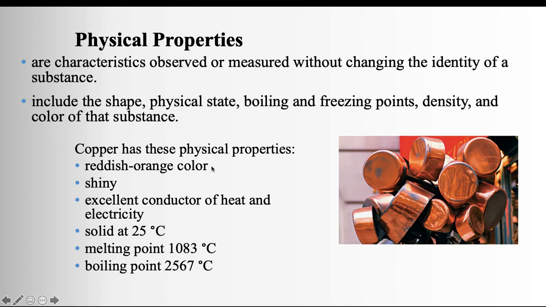Now, a different metal will have slightly different properties. We already mentioned aluminum. It doesn't have this color, but it's still solid at 25 degrees, and it's a good conductor of heat and electricity. It can be shiny. The melting and boiling points, however, would be different because it's a different metal, so it's got slightly different physical properties than copper does.